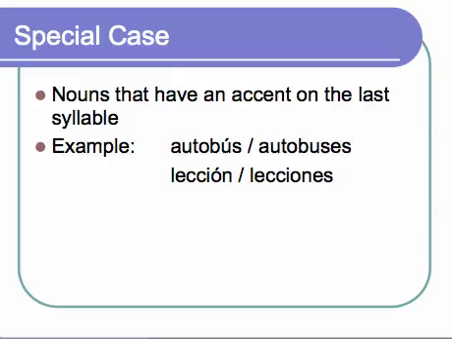There is one special case that deals with accents. If a word has an accent on the last syllable, like autobús, the accent is lost when you make the noun plural, autobuses. And again, this only happens when a noun in its singular form has an accent on the last syllable. Another example is lección and lecciones.